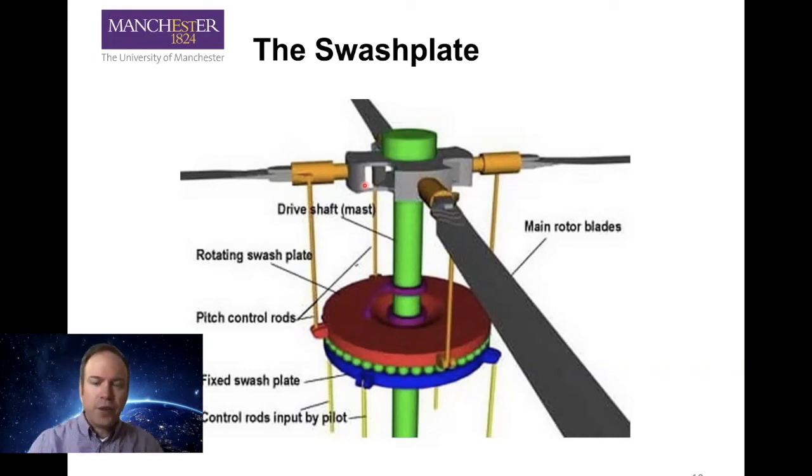If we tilt the swash plate side to side, it changes the angle of the blades as they go around. They go up, they go down, they go up, they go down as the blade goes around 360 degrees. And what this does is it causes the helicopter to pitch either forward or backward or side to side. And that changes the thrust vector and allows us to accelerate forward, slow down, accelerate backward, accelerate side to side.